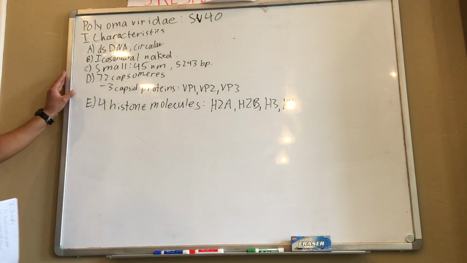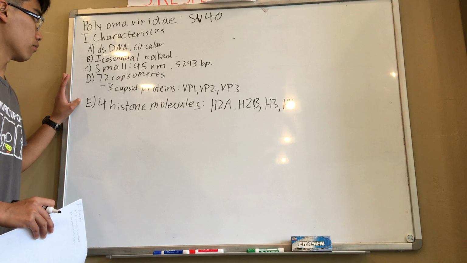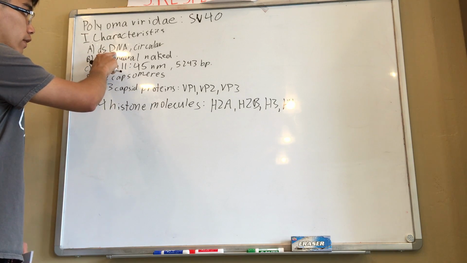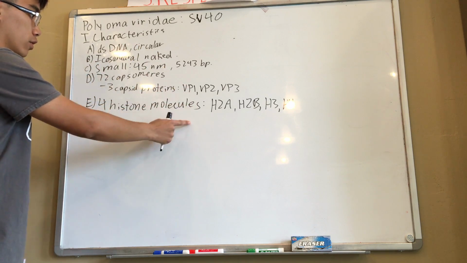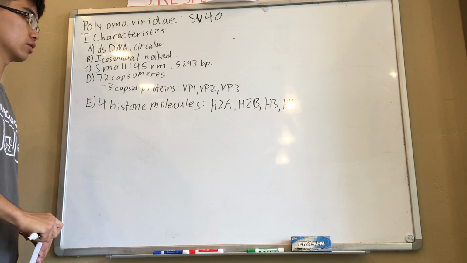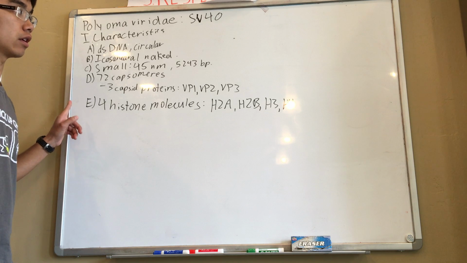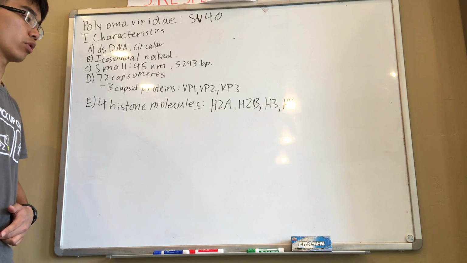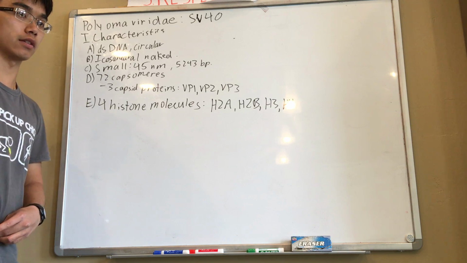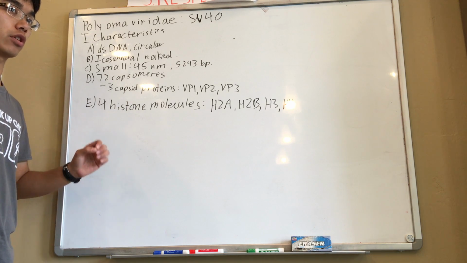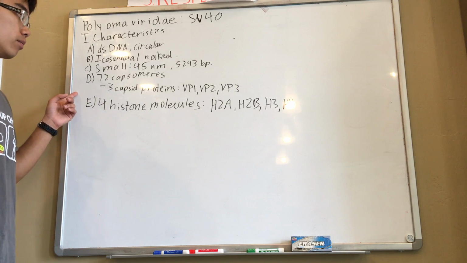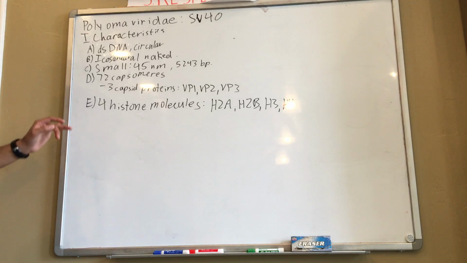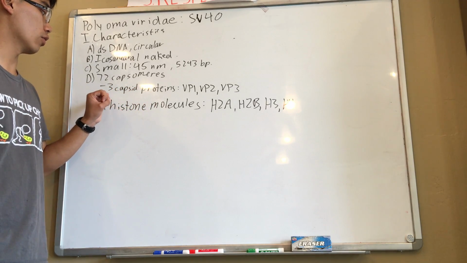Okay, so looking at the characteristics, what stands out to me the most is the fact that it's a DNA virus and it has 4 histone molecules. And this illustrates the fact that, in essence, you can think of Polyomaviridae as a miniature chromosome. Just like how we thought of poliovirus as a miniature mRNA, here you can think of Polyomaviridae or SV40 as a miniature chromosome. And so you'll see that it actually uses it during its multiplication.